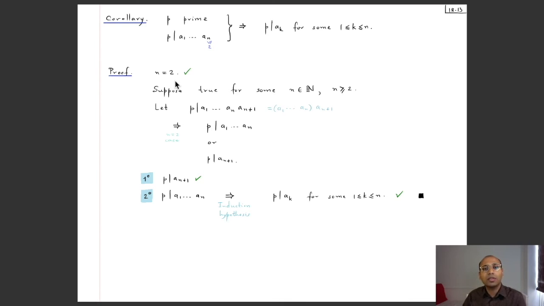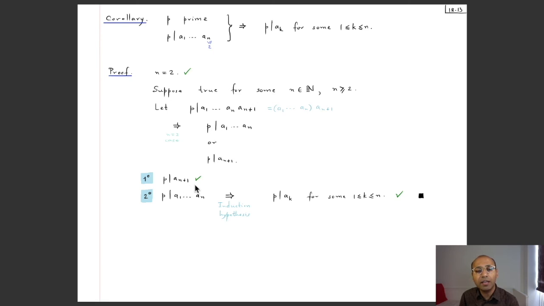And let us suppose that we have proved this statement for some natural number n where n is bigger than or equal to 2. And now let's suppose that we have n plus 1 factors. So let's suppose that P divides a_1 all the way up till a_n times a_(n+1). But this you can view as the product of two things, a_1 to a_n times a_(n+1). And since P is a prime and it's dividing the product of two numbers, it has to divide at least one of them. So we have that with the n equal to 2 case, P divides a_1 to a_n or P divides a_(n+1).